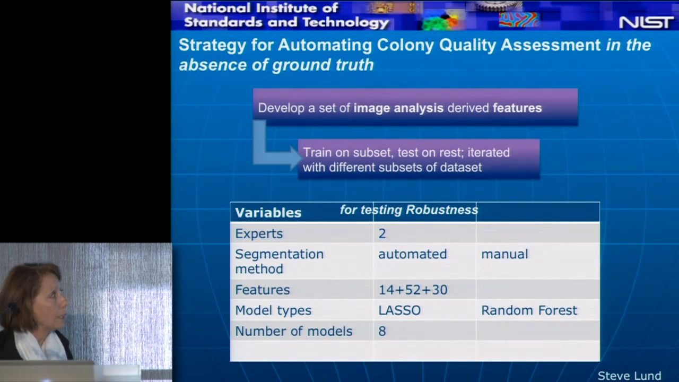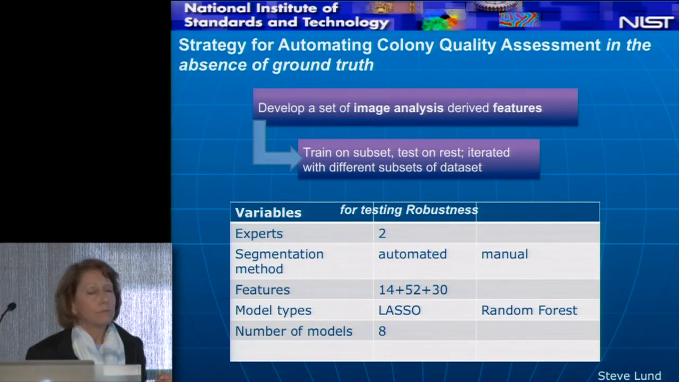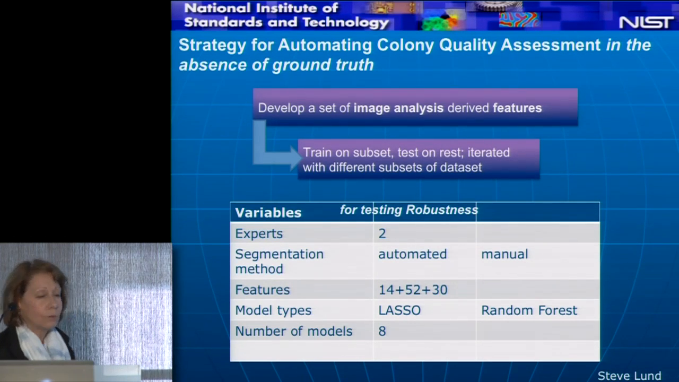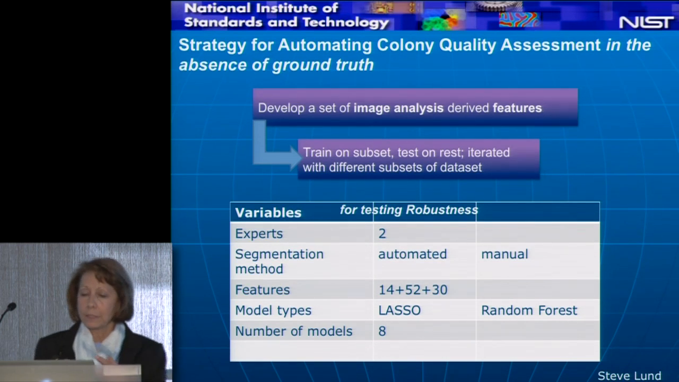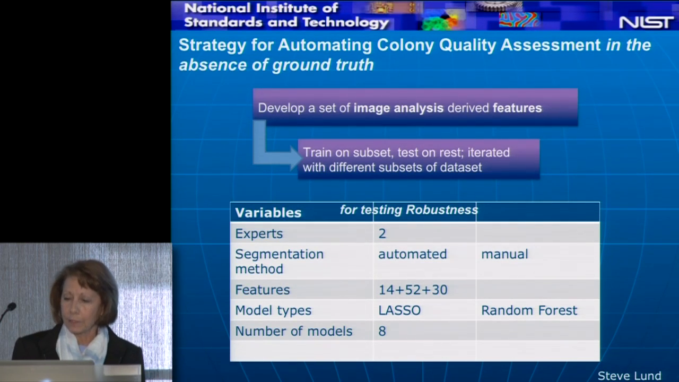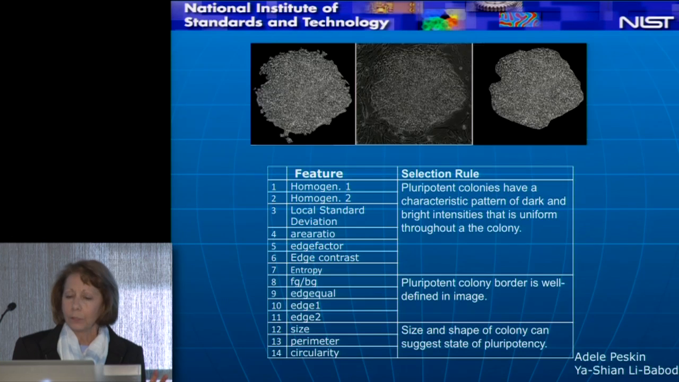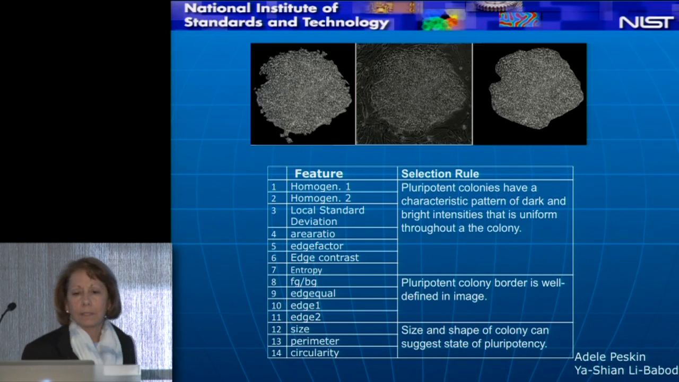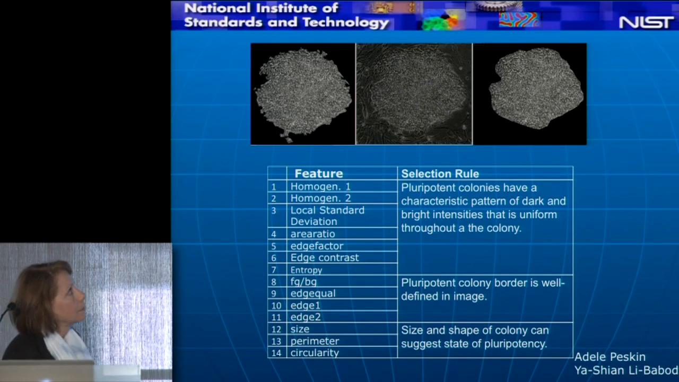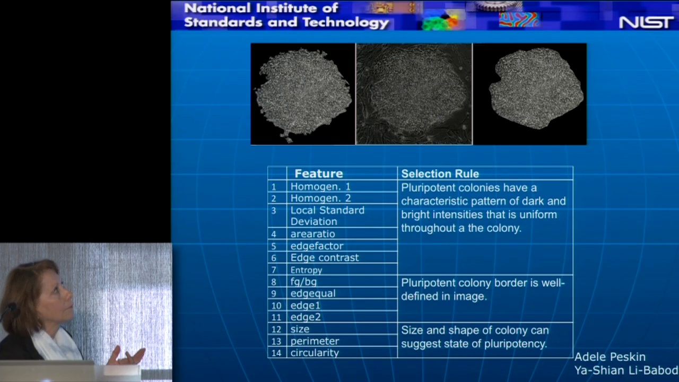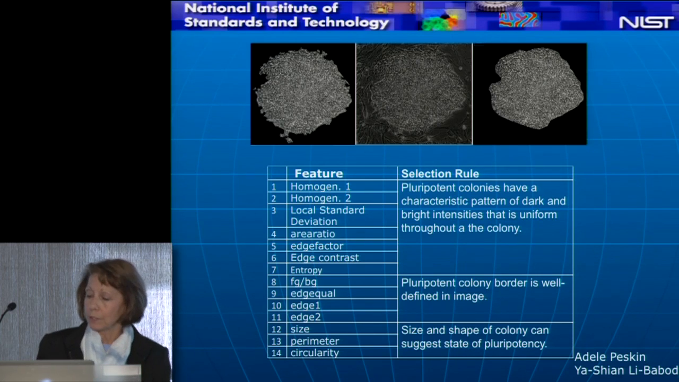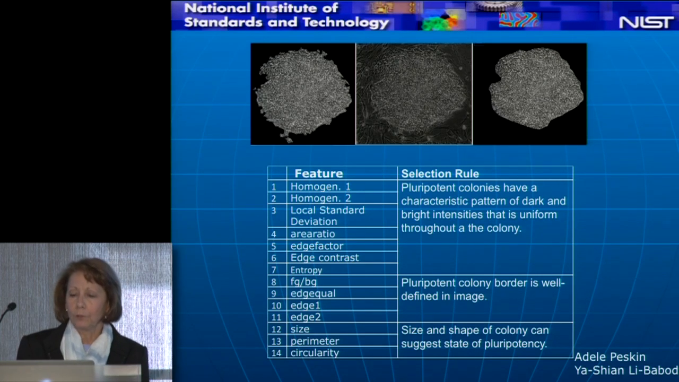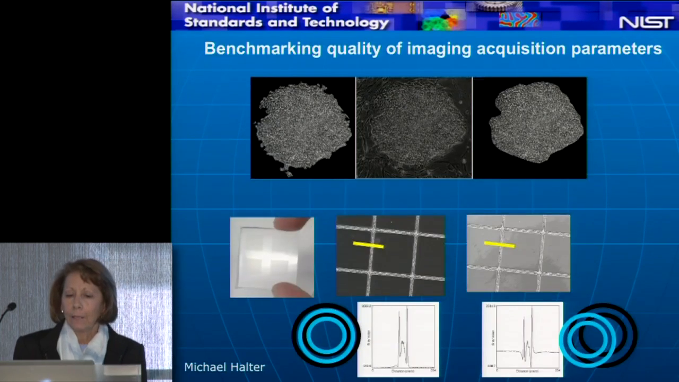We looked at two different models, a linear model and a random forest, which is a decision tree model. Basically, there were about 8 different sets of parameter differences that we examined all together. I'm going to show you just a subset of this. These are an example of the different segmentations. The two different segmentations would look like this. These are examples of the special features that algorithms were written to describe.